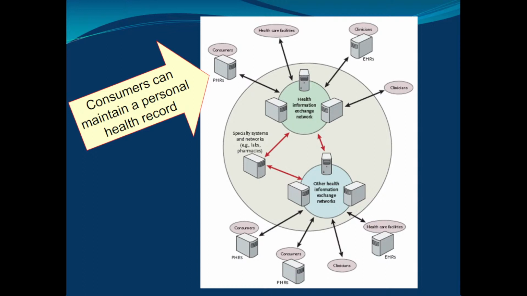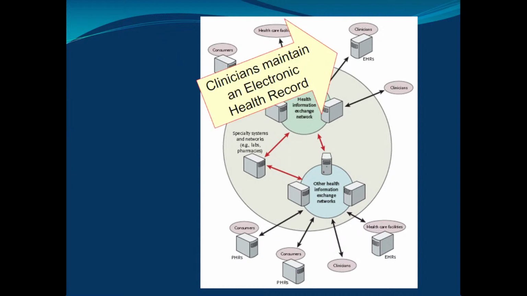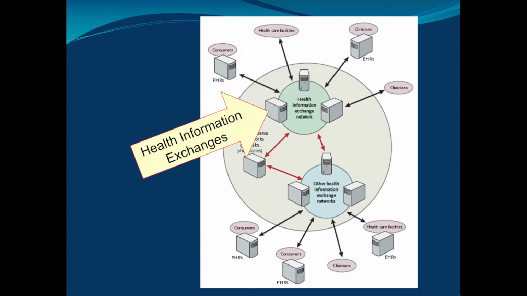All health information systems consist of the software itself and the hardware. Consumers can maintain a personal health network. Clinicians maintain an electronic health record which maintains information from multiple sources within the organization about the patient. Health information exchanges allow the transfer of information among various clinicians and patients.